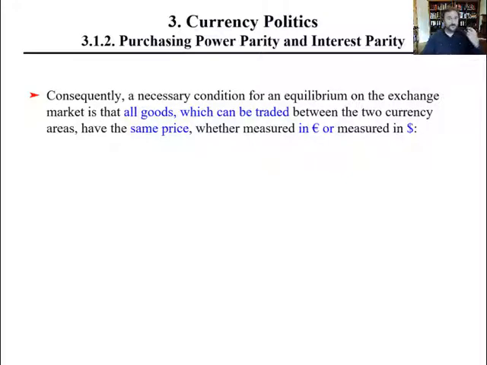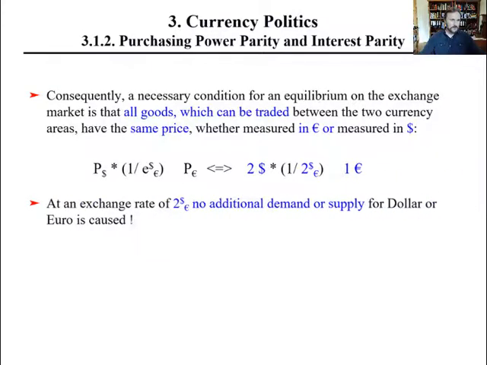Consequently, a necessary condition for an equilibrium on the exchange market is that all goods which can be traded between two currency areas have the same price, whether measured in euro or in dollar. At an exchange rate of $2 per euro, no additional demand or supply for dollar or euro is caused. In this sense, the exchange rate has reached an equilibrium level.